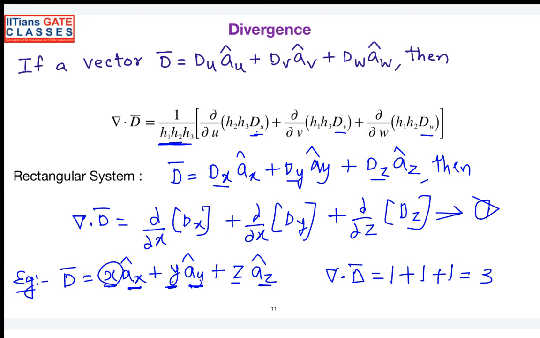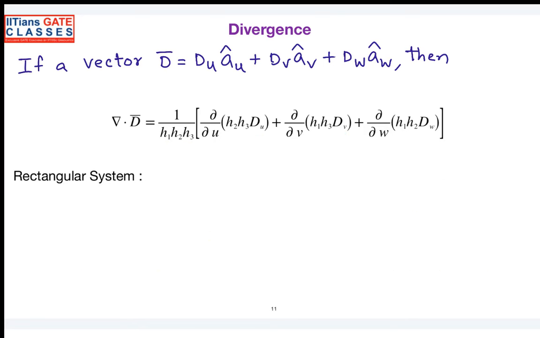Shall I move on to cylindrical? Yes, sir. So take the same equation again and consider a vector something like this: D is equal to d rho a rho cap plus d phi a phi cap plus dz az cap. Then write down the divergence equation. So what you need to do: h1, h2, h3, if you see here, will be respectively 1, rho and 1. And du, dv, dw, you replace with d rho, d phi and dz.